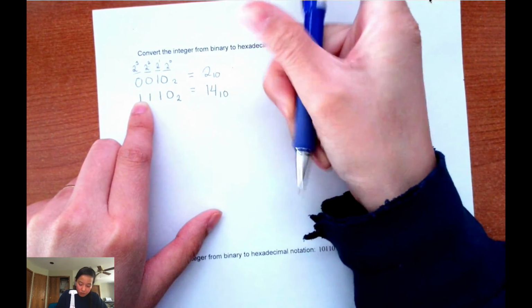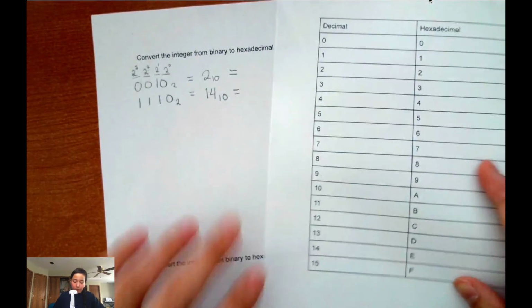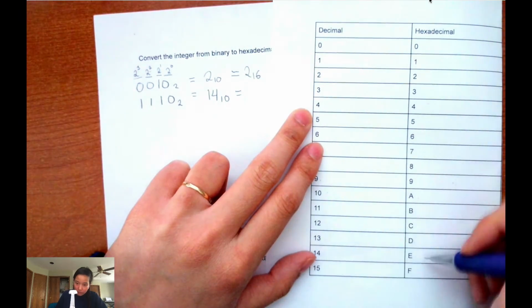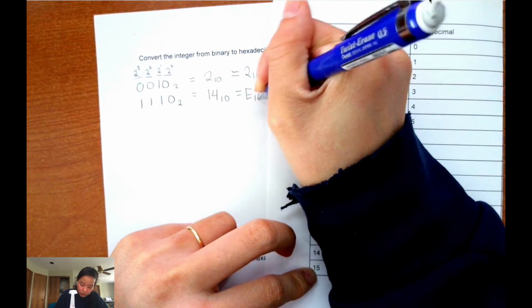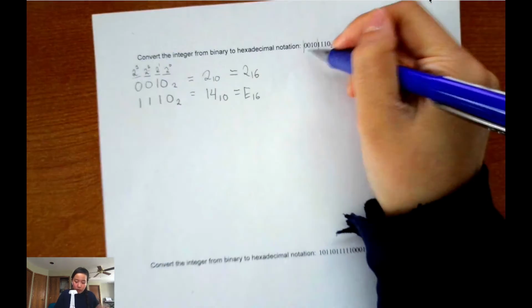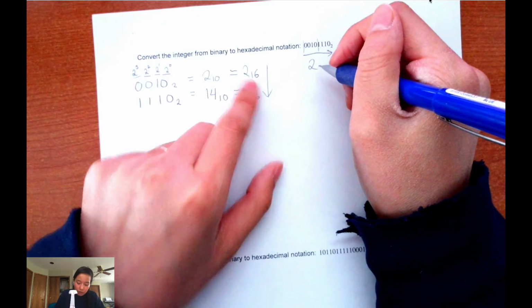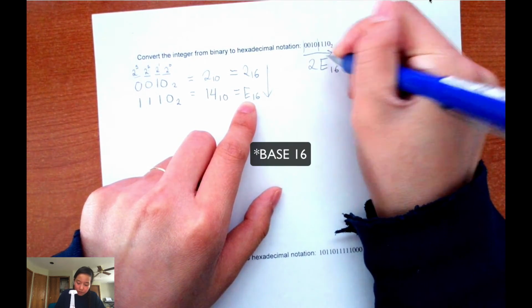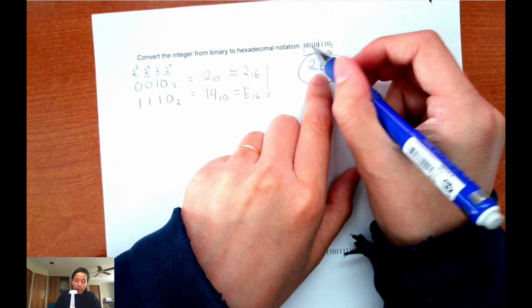Then we turn these decimal numbers into hexadecimal numbers using this chart. 2 stays the same, but 14 is equal to E subscript 16. And then from left to right, top to bottom, we write 2 and then E subscript 16. So this right here is the hexadecimal form of this binary number.